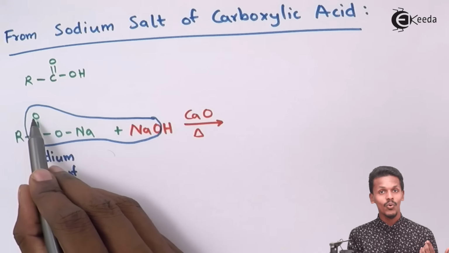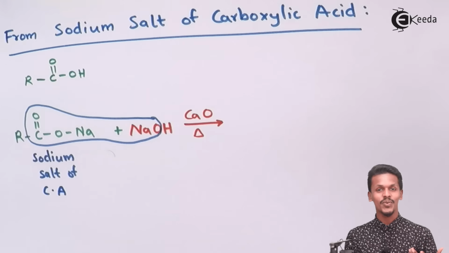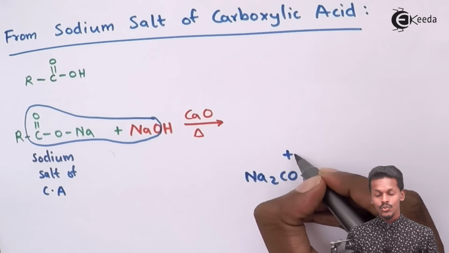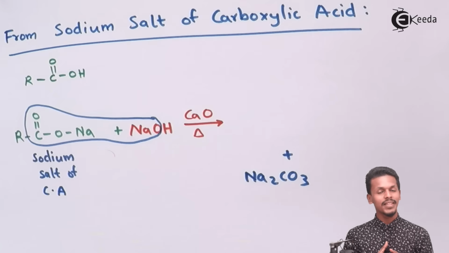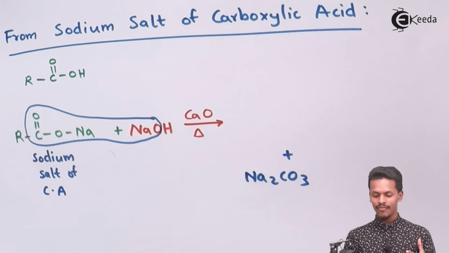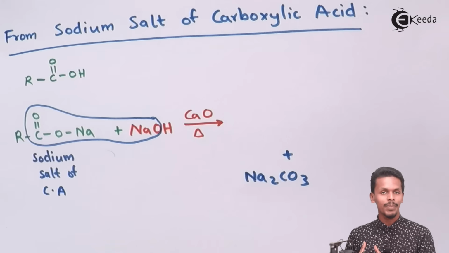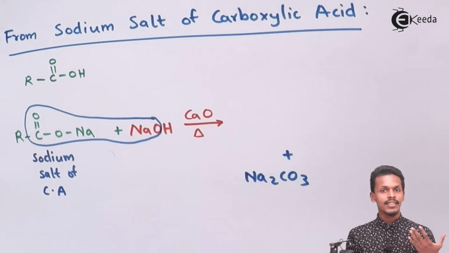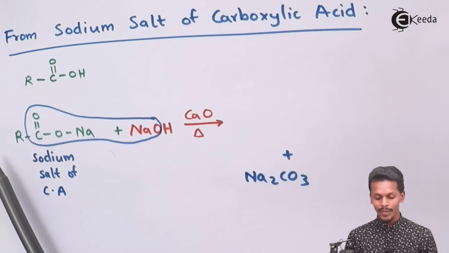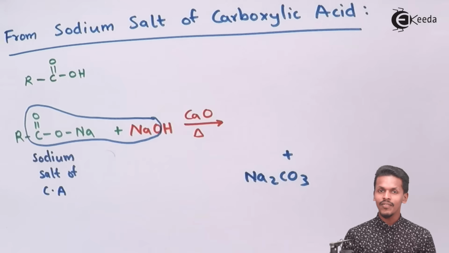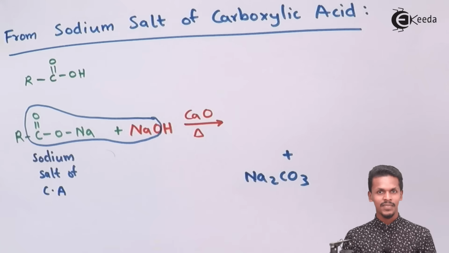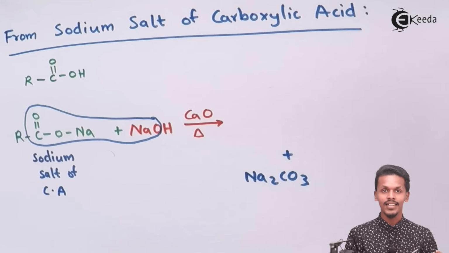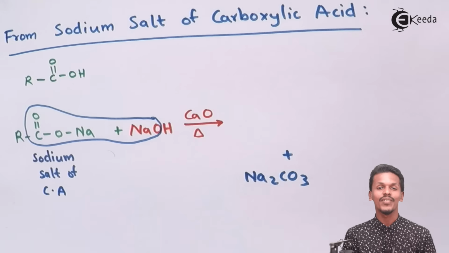So if this gets removed, then it could be written as Na2CO3, that is sodium carbonate, which will be the byproduct. After heating, the sodium carbonate will be separated, and what remains is nothing but the alkyl group and hydrogen. The alkyl group is one which consists of one hydrogen less, and if it gains a hydrogen, then it has been converted into an alkane.